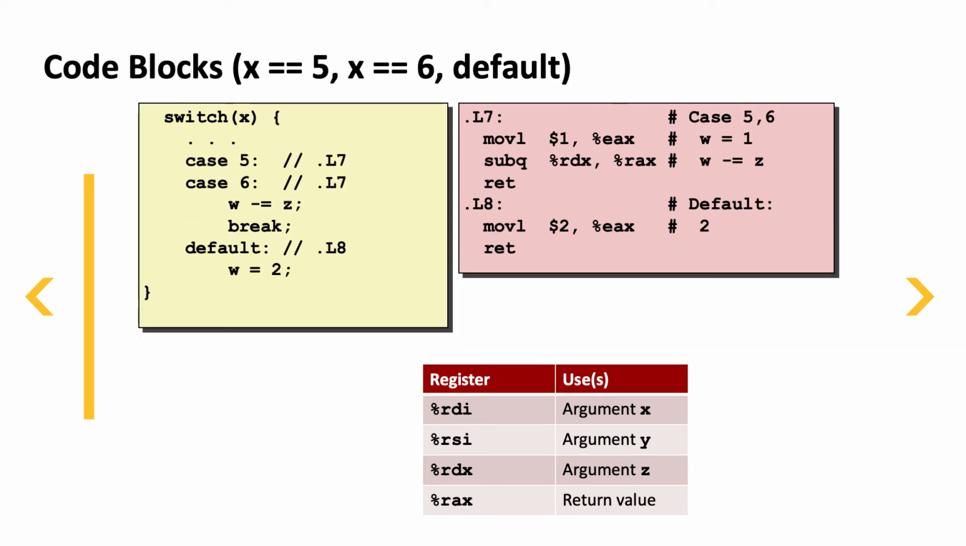And finally, cases 5, 6, and the default case are pretty straightforward. These are pretty much one-to-one things, right? And we just want to keep in mind that case 5 and case 6 both map to L7. We don't need to store that same code in 2 different places. So if we call case 5, we'll go to L7. If we call case 6, we go to L7. We execute the same code. For L8, that's our default. So we just set the return value to be 2.